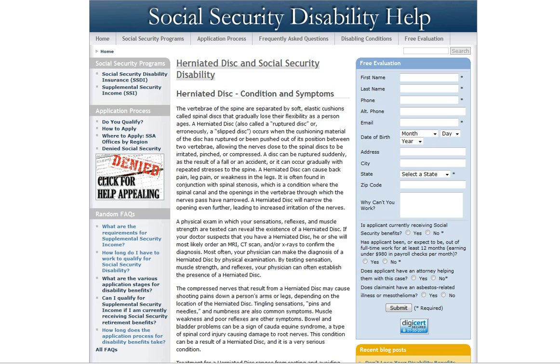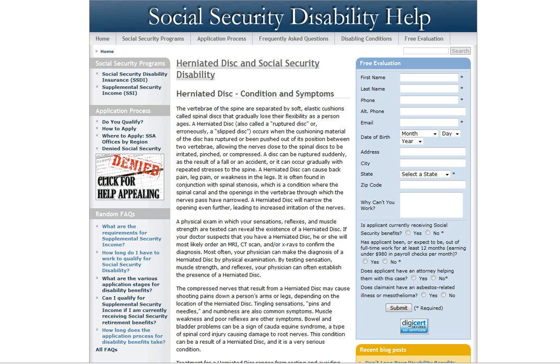A herniated disc can cause back pain, leg pain, or weakness in the legs. It is often found in conjunction with spinal stenosis, which is a condition where the spinal canal and the openings in the vertebrae through which the nerves pass have narrowed. A herniated disc will narrow the opening even further, leading to increased irritation of the nerves.